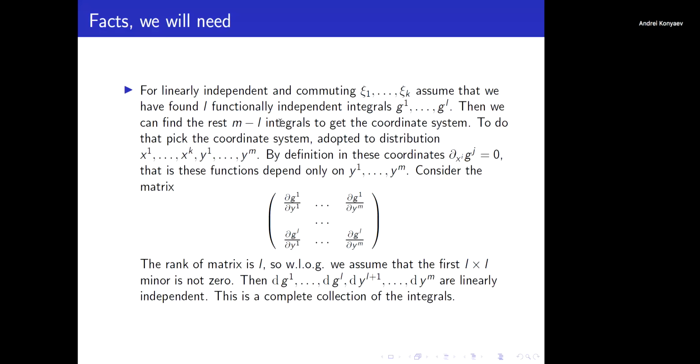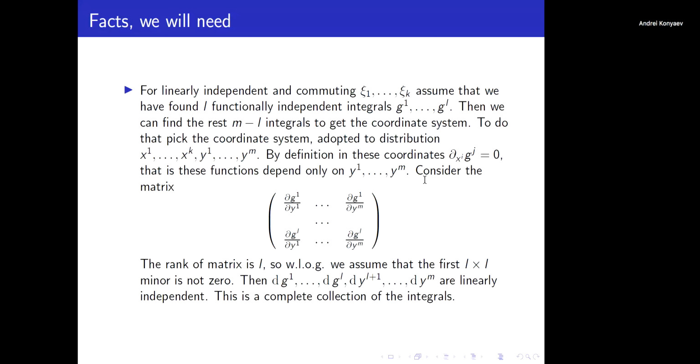So you can always add enough integrals. The proof is rather straightforward. We apply Frobenius theorem, right? We get the coordinate system. Then we write the following sort of Jacobian matrix for the system of the functions G1, ..., GL. This matrix has L rows and M columns.